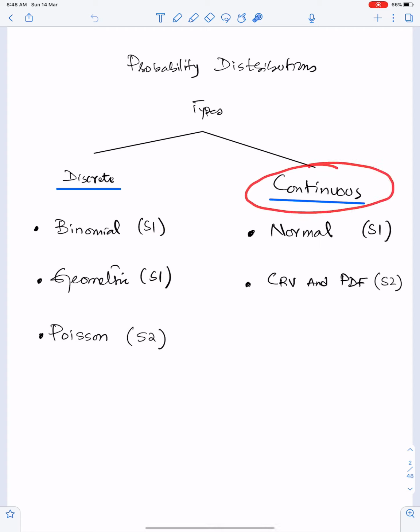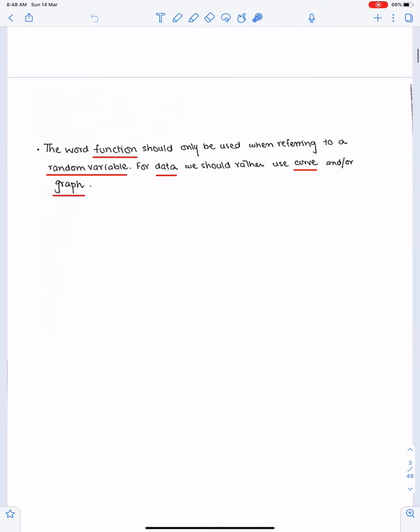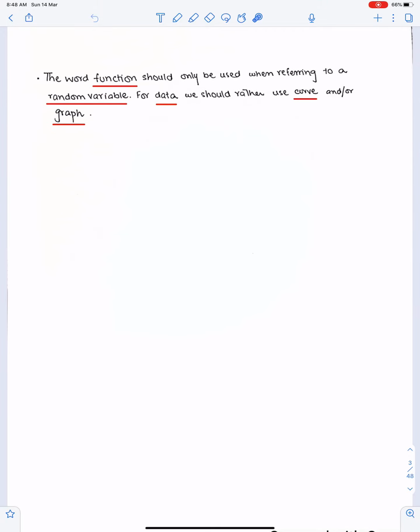Continuous distributions. In S1, we'll do normal distribution. In S2, you'll do CRV and PDF. CRV means continuous random variable, and PDF means probability density function. Well, the word function should only be used when referring to a random variable, for example, x. For data, we should rather use curve and or graph.